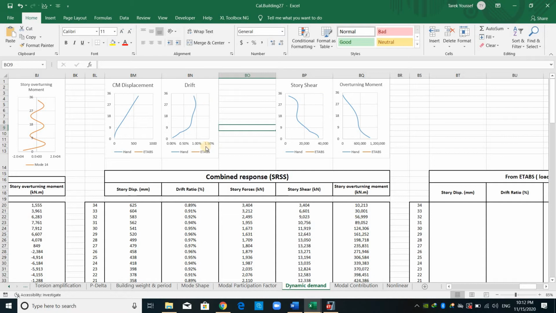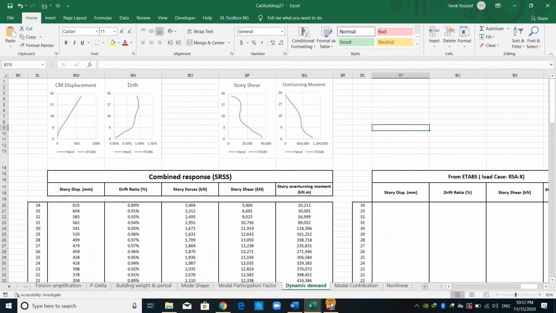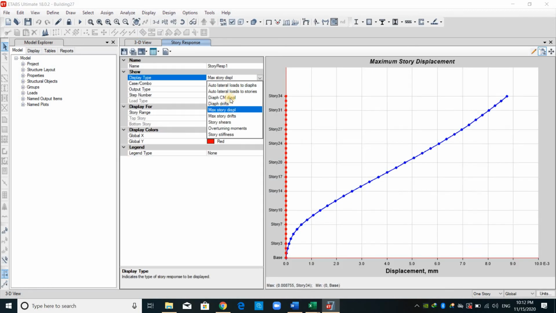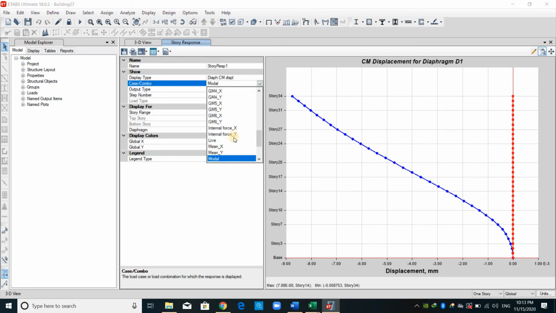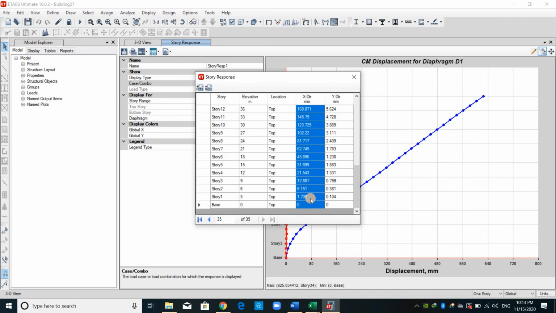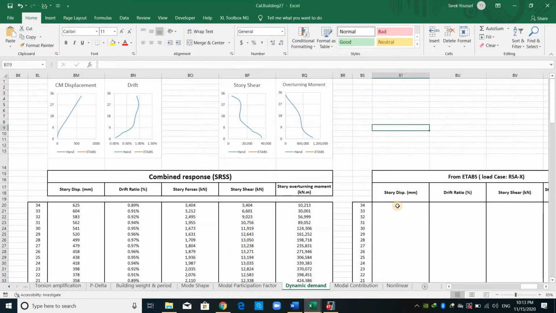Those are the final results obtained from response spectrum analysis. Now let's check if we have computed them correctly. I will go to ETABS and from display story response plots, I will use diaphragm center of mass displacement and I will choose the load case as response spectrum analysis in the X direction. Just copy the results from here to the Excel. As shown here, in this figure, our hand calculation and ETABS results match.